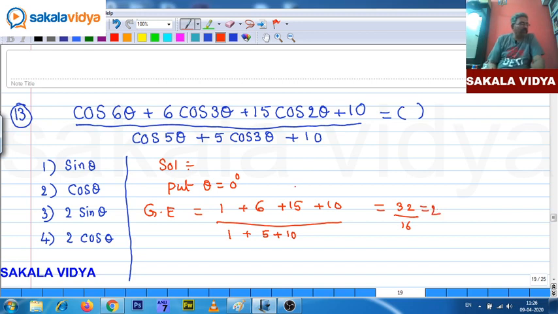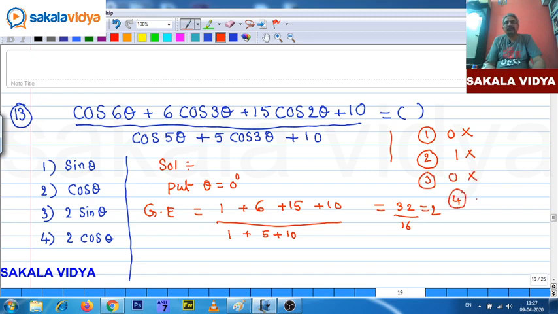Now, you need to verify the options. So, first option sin 0 is 0, first option has been eliminated. Second option cos 0 is 1, but we need 2, second option has been eliminated. Third option 0, eliminated. Fourth option is 2 cos 0, which is 2, yes, fourth option is the right option. Okay.